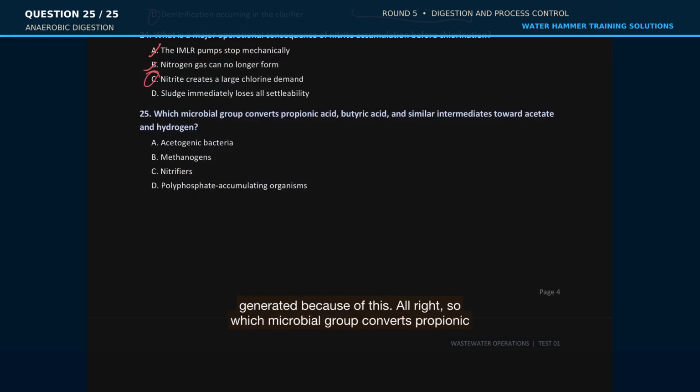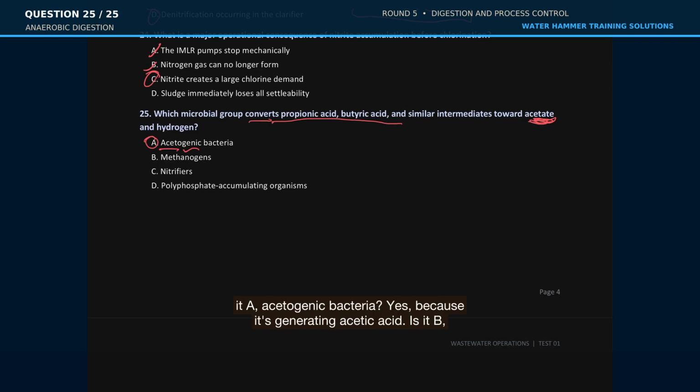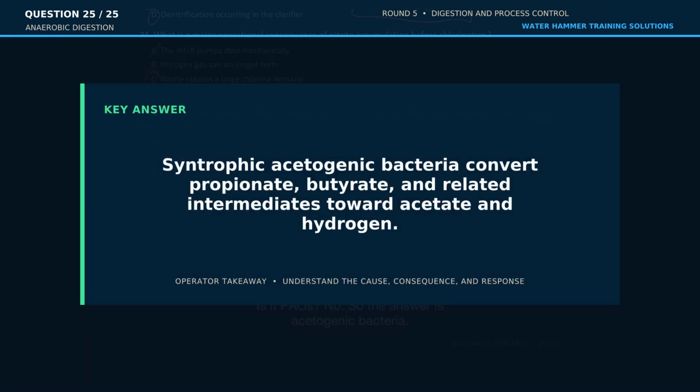which microbial group converts propionic acid, butyric acid, and similar intermediates toward acetate and hydrogen? All right. You should know this stuff, but what's really important is that it says it converts to acetate. So it's generating acetate. So is it A, acetogenic bacteria? Yes, because it's generating acetic acid. Is it B, methanogens? No, because it's not generating methane. Is it nitrifiers? No. Is it PAOs? No. So the answer is acetogenic bacteria.